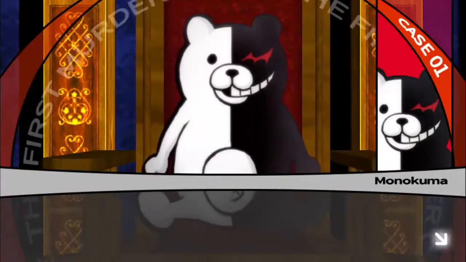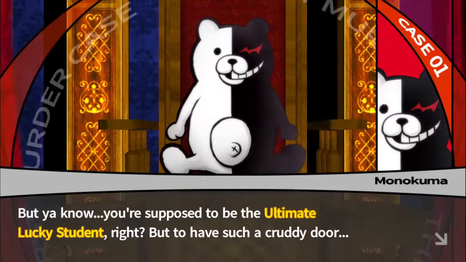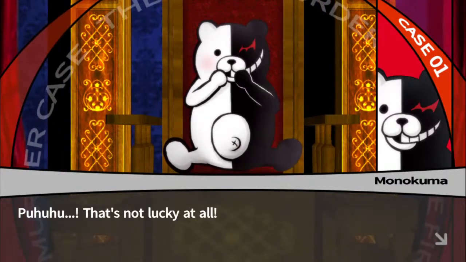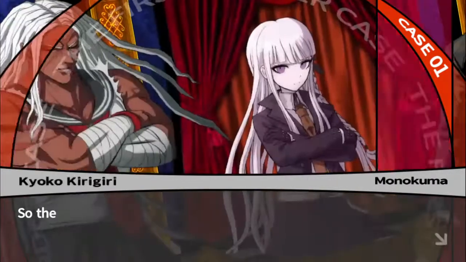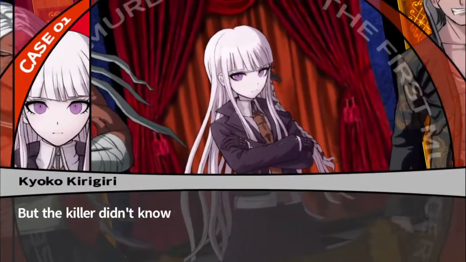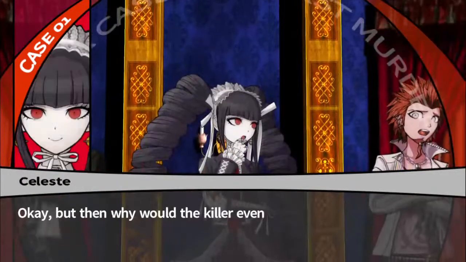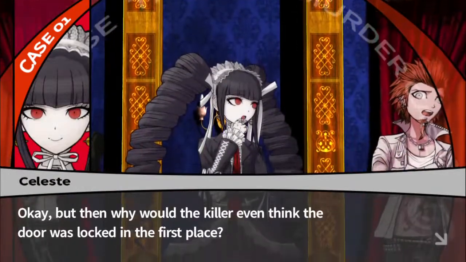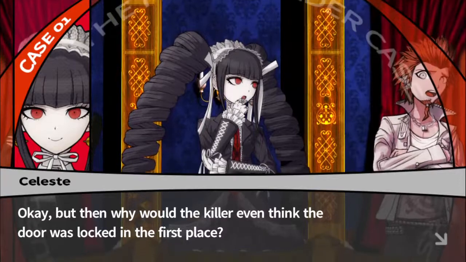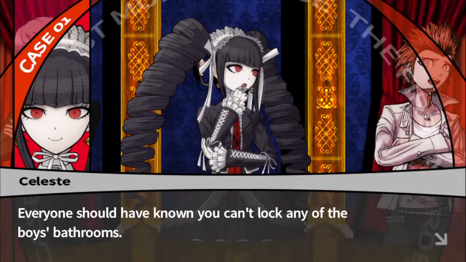Yup, true, but you know, you're supposed to be the ultimate lucky student, right? That's not lucky at all. So the reason the door didn't open was just because it was stuck. But the killer didn't know that and assumed it was locked. So they tore apart the... Okay, but then why would the killer even think the door was locked in the first place? Everyone should have known you can't lock any of the boys' bathrooms.